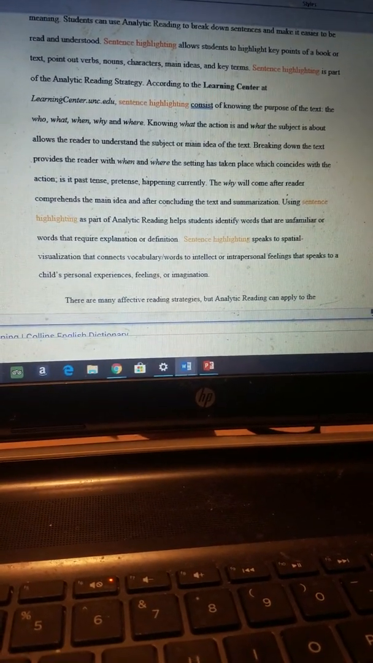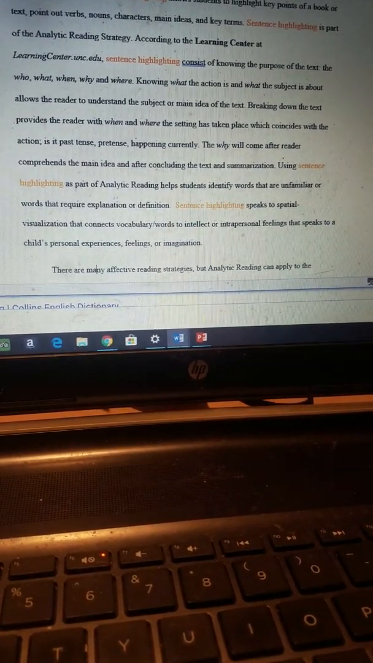Knowing what the action is and what the subject is about allows the reader to understand the subject or main idea of the text. Breaking down the text provides the reader with the when and where the setting has taken place, which coincides with the action, past tense, present tense, happening currently. The why will come after the reader comprehends the main idea and after concluding the text and summarization.